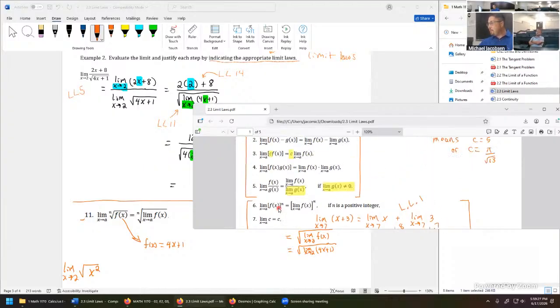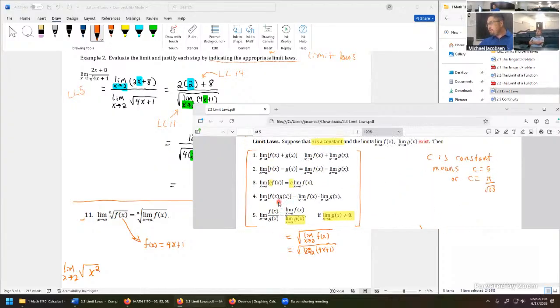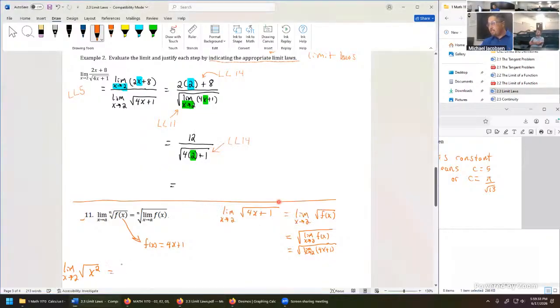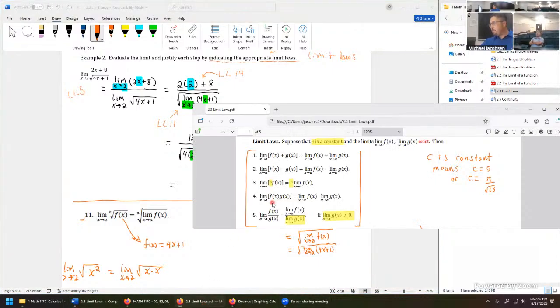But you could use limit law 4. If you see x squared, you know that's really just limit x tends towards 2 of x times x. And even though limit law 4 has an f of x and g of x, nothing said specifically f and g had to be different. They could be the same. They could both be the same exact function. The fact we say f and g just allows for them to be different.